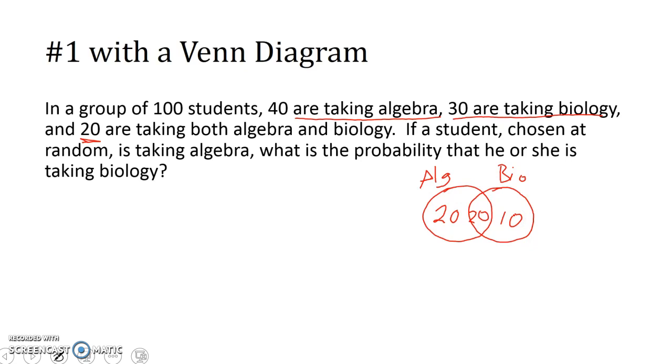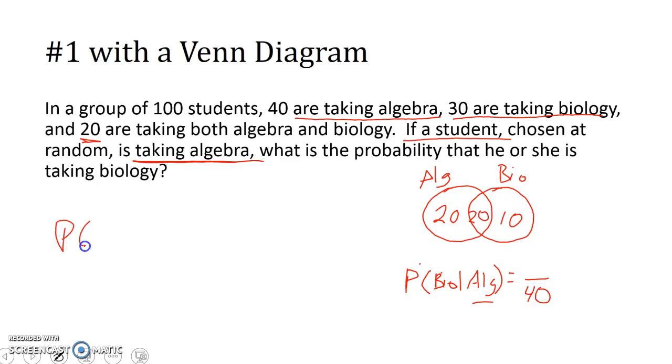And so if we just look at the Venn diagram and try to figure this out, the probability of A given B. If I rewrite this sentence here, it says a student chosen at random, the given is that they're taking algebra. What is the probability that he or she is taking biology? So the probability of a student taking biology given that they're taking algebra. That's what we're trying to find. Well, we know that there are 40 people taking algebra. Okay, so that's the probability of event B.